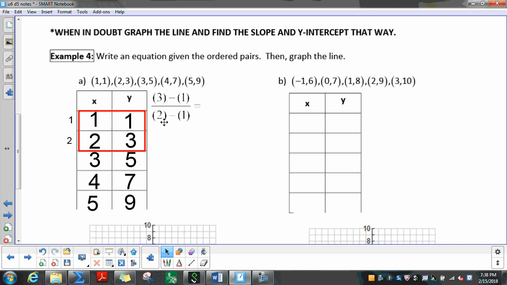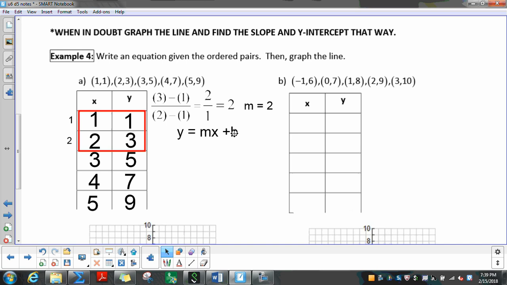So I go ahead and just simplify this. 3 minus 1 is 2. 2 minus 1 is 1. And then I get 2 over 1, which I simplified to just 2. And that gave me my slope. So I get m equals 2. So now, for this formula, I have the m. I don't have the b.